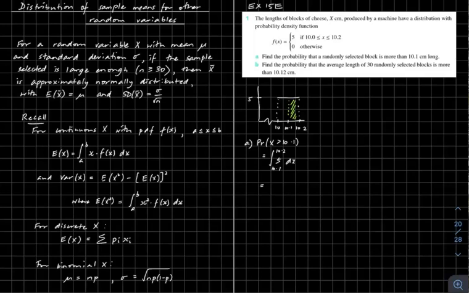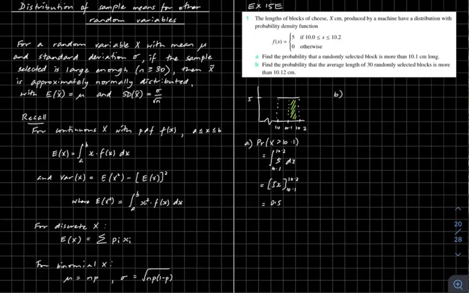Now you can do a little bit of, let's go 5x, 10.1 to 10.2. So you can do some calculating there. And indeed, that will come out to be 0.5. That's that probability.